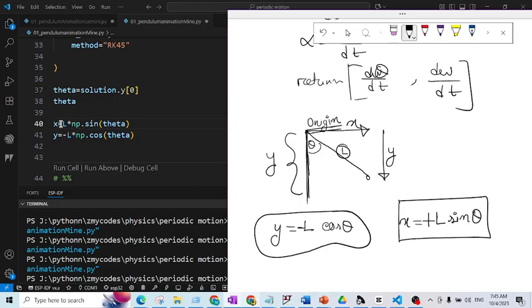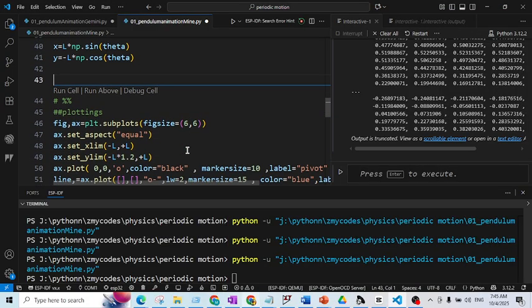So I have converted those thetas into xy coordinates. So I have the position of this object in xy coordinates, and now I have to plot this thing.